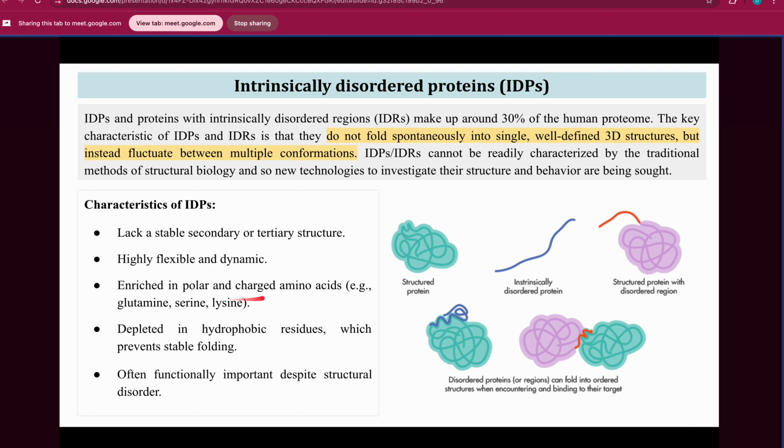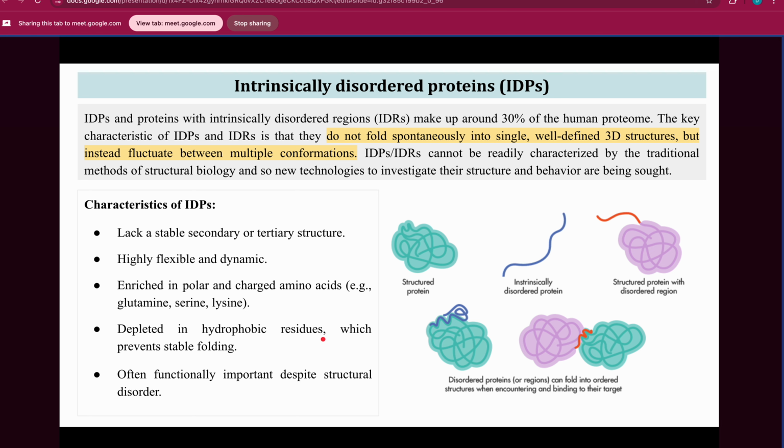They are enriched in polar and charged amino acids, for example, glutamine, serine, and lysine. So generally, they are composed of these amino acids. And due to the nature of these amino acids, they remain flexible. They do not adopt a proper structure, depleted in hydrophobic residues.